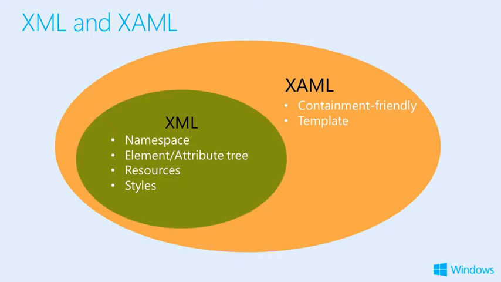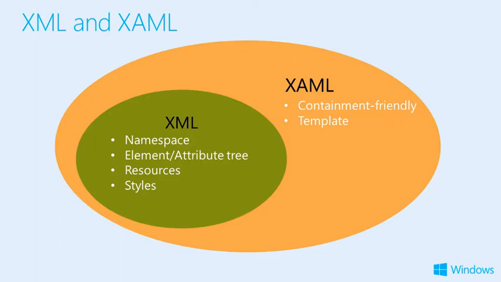You can treat the XAML structure as an element or attribute tree. Each control is a XML element, and each property of the control is an XAML attribute. XAML can also define resources and styles, which can be referenced in the same scope. But XAML language is more flexible.